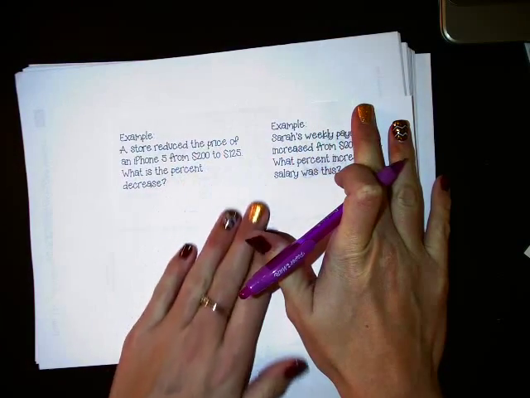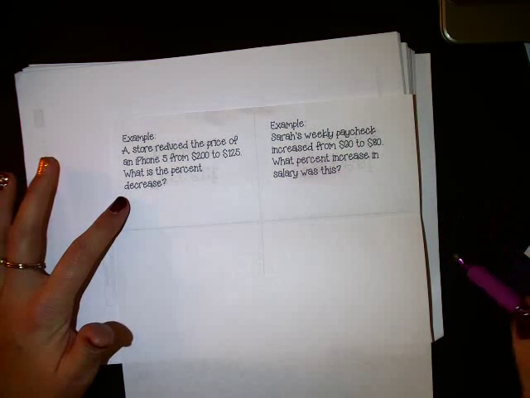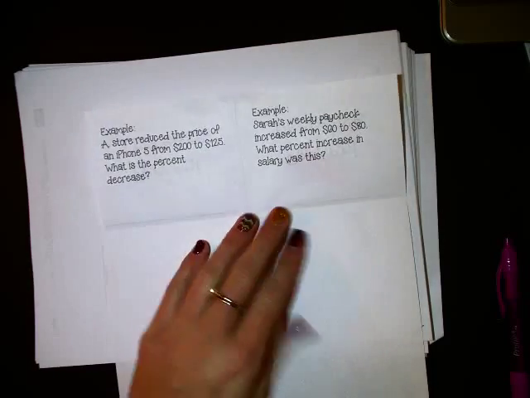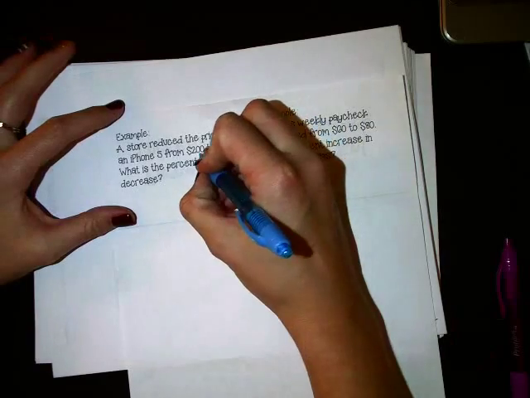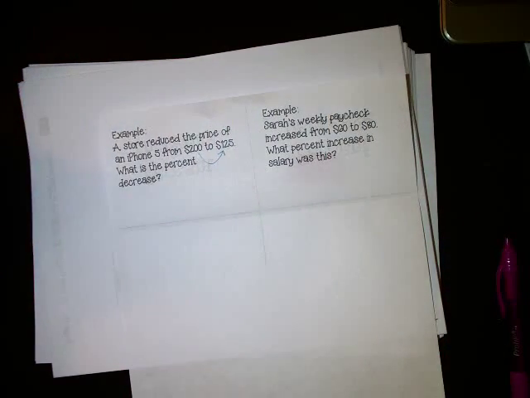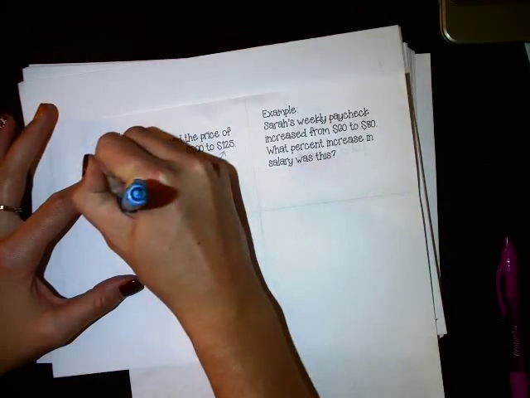So here's the example. A store reduced the price of an iPhone from $200 to $125. What is the percent decrease? Okay? Well, here it tells you it's decreased. Sometimes you're going to have to determine on your own if it's a percent decrease. And all you have to do, I would recommend always determining first whether it's an increase or a decrease. So you look, it went from $200 to $125. So this is going to be a decrease.